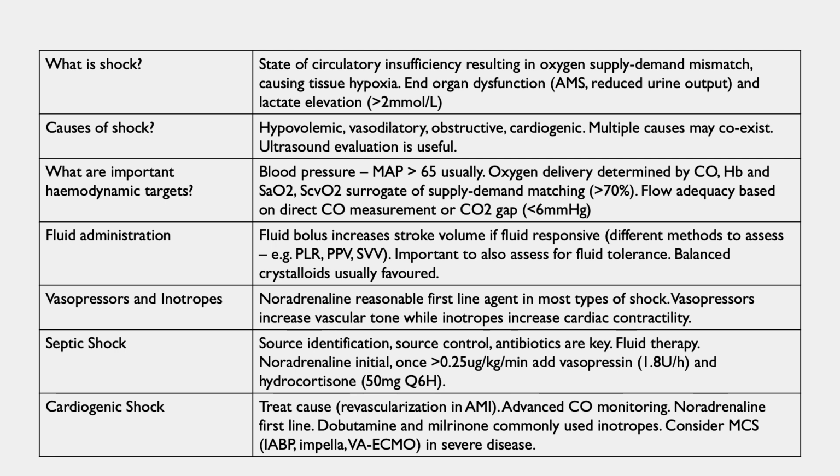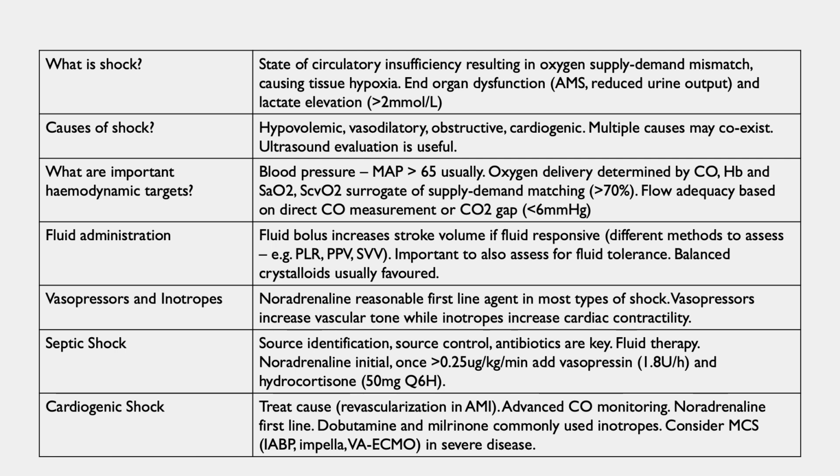In terms of fluid administration, a fluid bolus is intended to increase stroke volume if a patient is in a fluid-responsive state, and this can be assessed using dynamic measures like passive leg raise, pulse pressure, and stroke volume variation when appropriate conditions are met. It is also important to assess for fluid tolerance, and generally balanced crystalloids are favored. In terms of vasopressors and inotropes, noradrenaline is a reasonable first-line agent in most shock states, and vasopressors increase vascular tone while inotropes increase cardiac contractility, and appropriate target measures should be employed when titrating these medications.